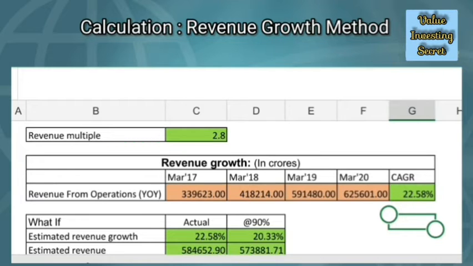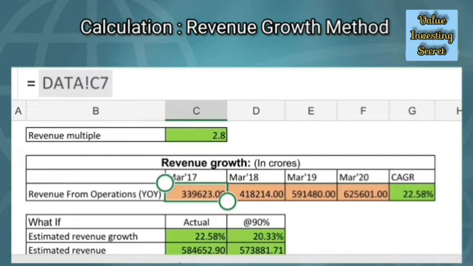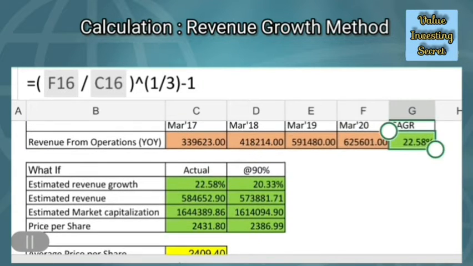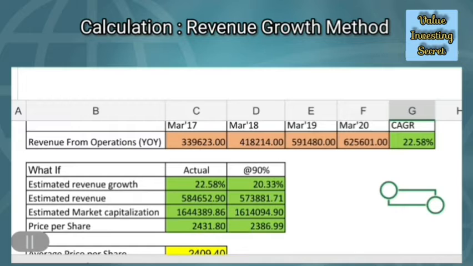Then using a CAGR formula, we can find out the CAGR of revenue, that is year on year, and I found it as 22.58%. Then using this CAGR percentage rate, we can estimate the value of revenue for future years.